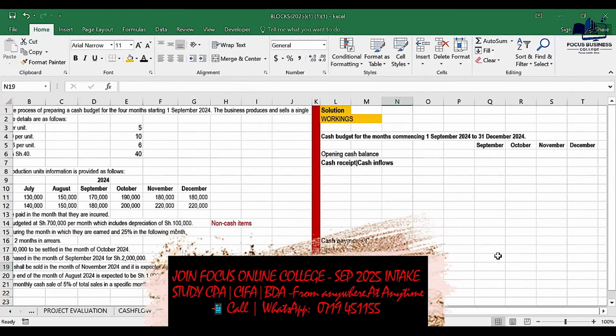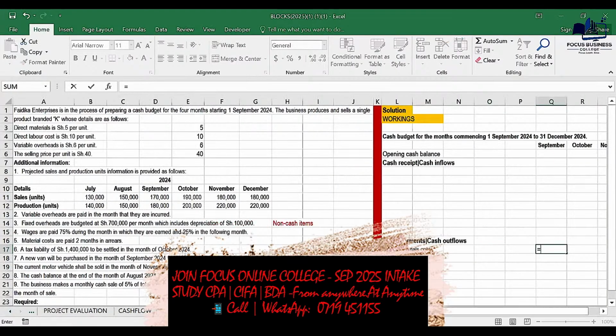I will start with the direct material cost. How do I compute the direct material cost? I will take the direct material cost per unit, which I'm given up here, which is basically 5 shillings. And then what will I multiply this with? Do I multiply this with the units which were sold, or the units which are budgeted to be produced? When computing the variable cost, we base it on which units? Unit to be produced, unit to be sold.